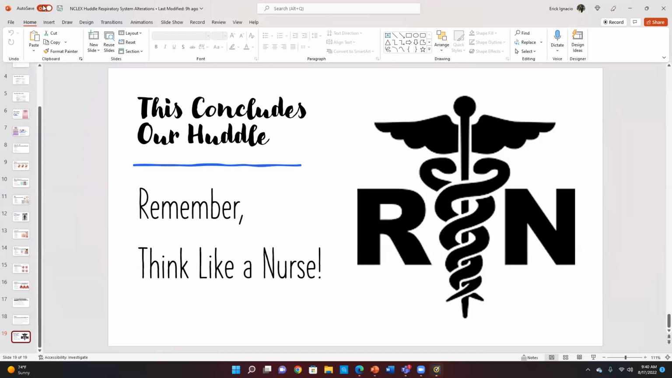With your pulmonary embolism, we're looking at thrombolytics and anticoagulants, okay? It's going to be the primary ways that we treat these respiratory emergencies.